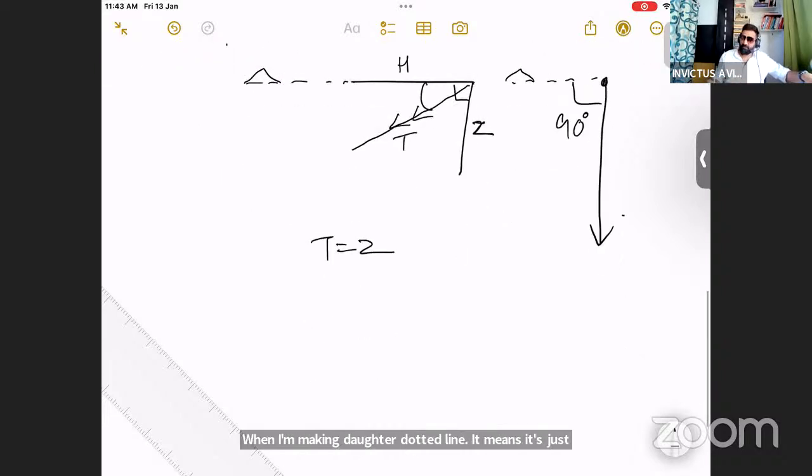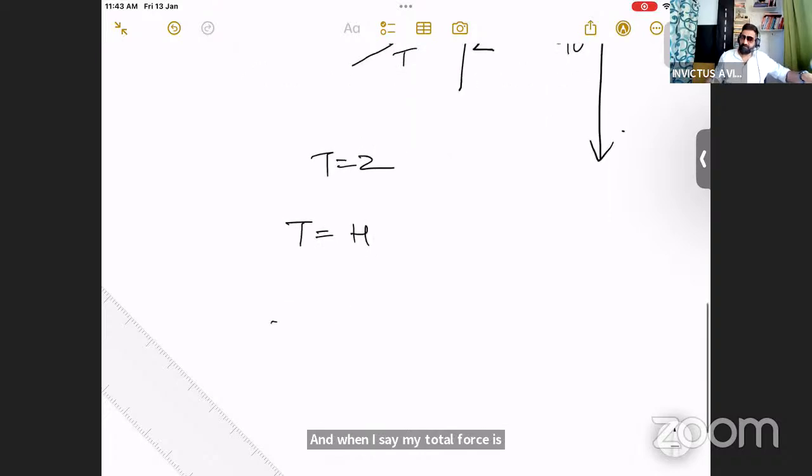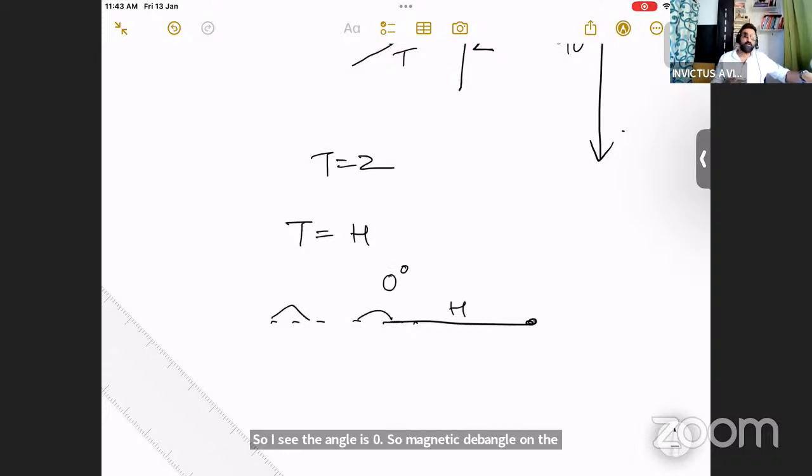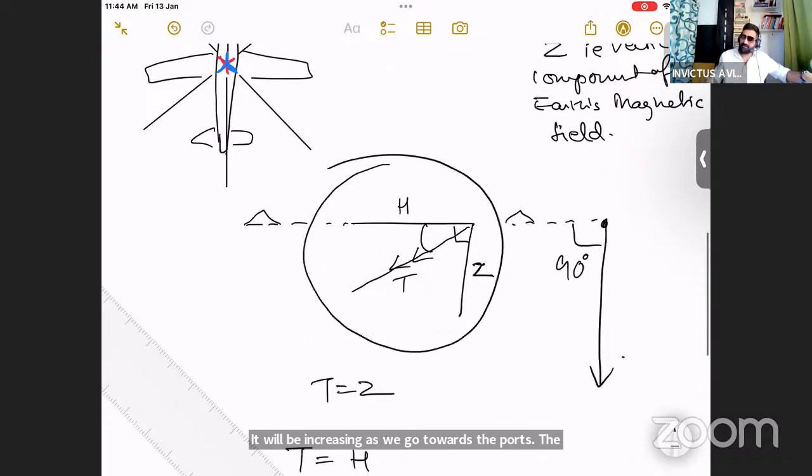And when I say my total force is equal to H, which is on the magnetic equator, then this is my horizontal here, H. So I see the angle is 0. So magnetic dip angle on the magnetic equator is 0. On the poles it is 90 degrees. In between, it will be increasing as we go towards the poles. The key is to memorize this over here. Okay.